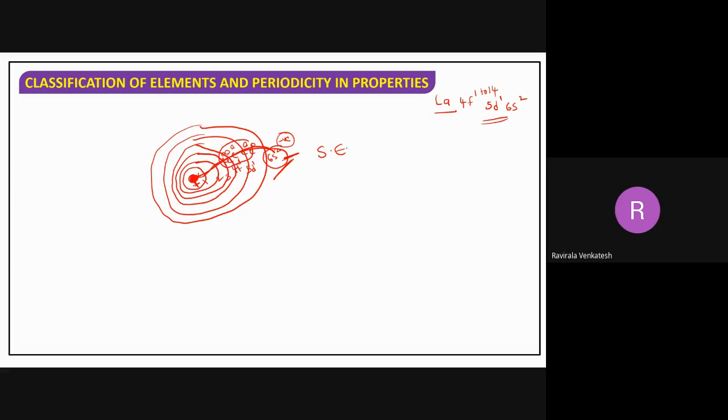Because of the shielding effect, what happens to the atomic size? It increases. Whenever there is a shielding effect, size always increases, because these inner electrons are keeping the outermost electrons away from the nucleus. They are preventing the nucleus from attracting the valence electrons. Now the nucleus is unable to attract the valence electrons.